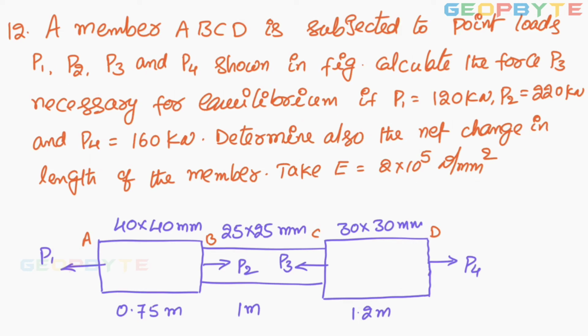Yes, look at the next problem. This is quite a different problem. This kind of problem is very important. Given like this, a member ABCD is subjected to point loads P1, P2, P3 and P4 shown in figure. Calculate the force P3 necessary for equilibrium if P1 120 kilonewtons, P2 220 kilonewtons, P4 160 kilonewtons. Determine also the net change in length of the member. Take Young's modulus is 2 into 10 raised to 5 Newton per mm square.